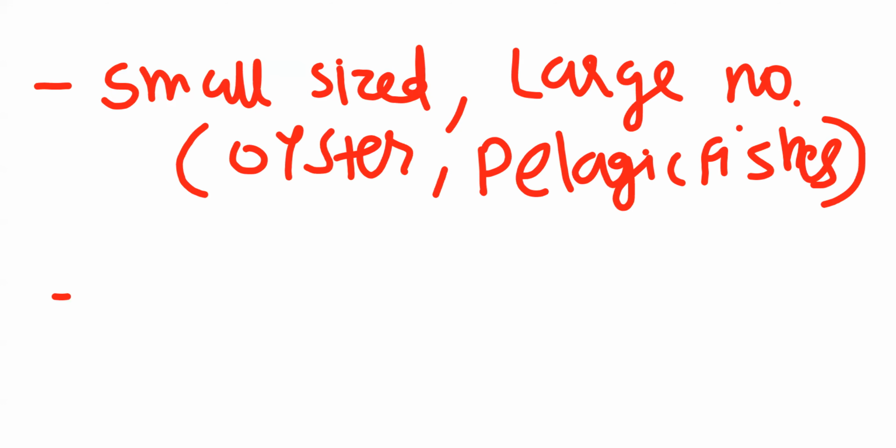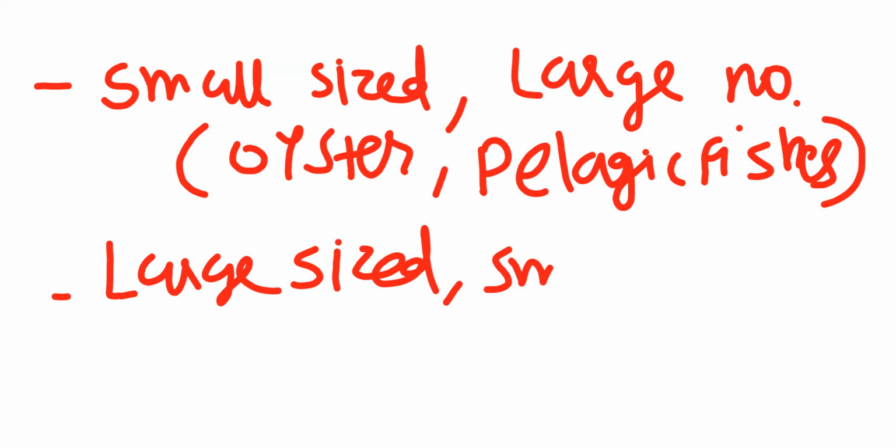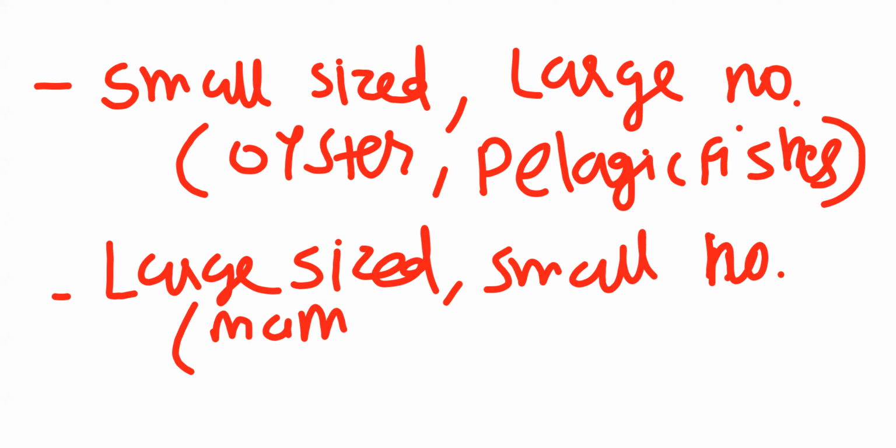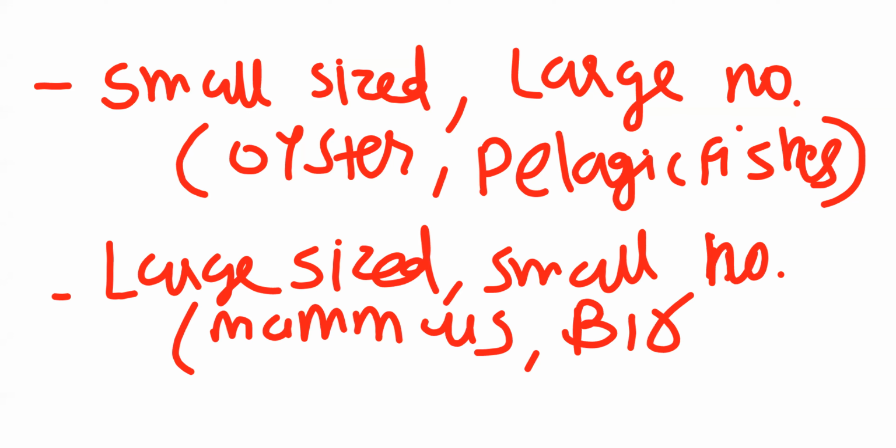Exactly opposite is the second strategy: large sized, but small in number. Offspring are formed which are large in size, but small in number. Can I take your example again? Mammals, humans. Can I take the example over here? Mammals, offspring are large in size, but small in number. Yes or no? Yes. So large size, small number. One example is mammals, and in the same way, birds.